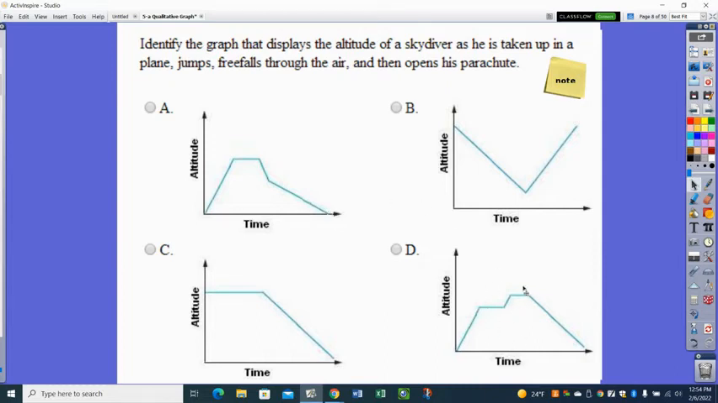Some people try to pick this one because they think that when you pull a parachute, you go up, because that's what they see every time on TV. But what you're not taking into account there is you never go up with the parachute. It slows you down. What makes it look that way is because the person with the camera continues to move down. So it makes it look like the person's rising, but they're not.